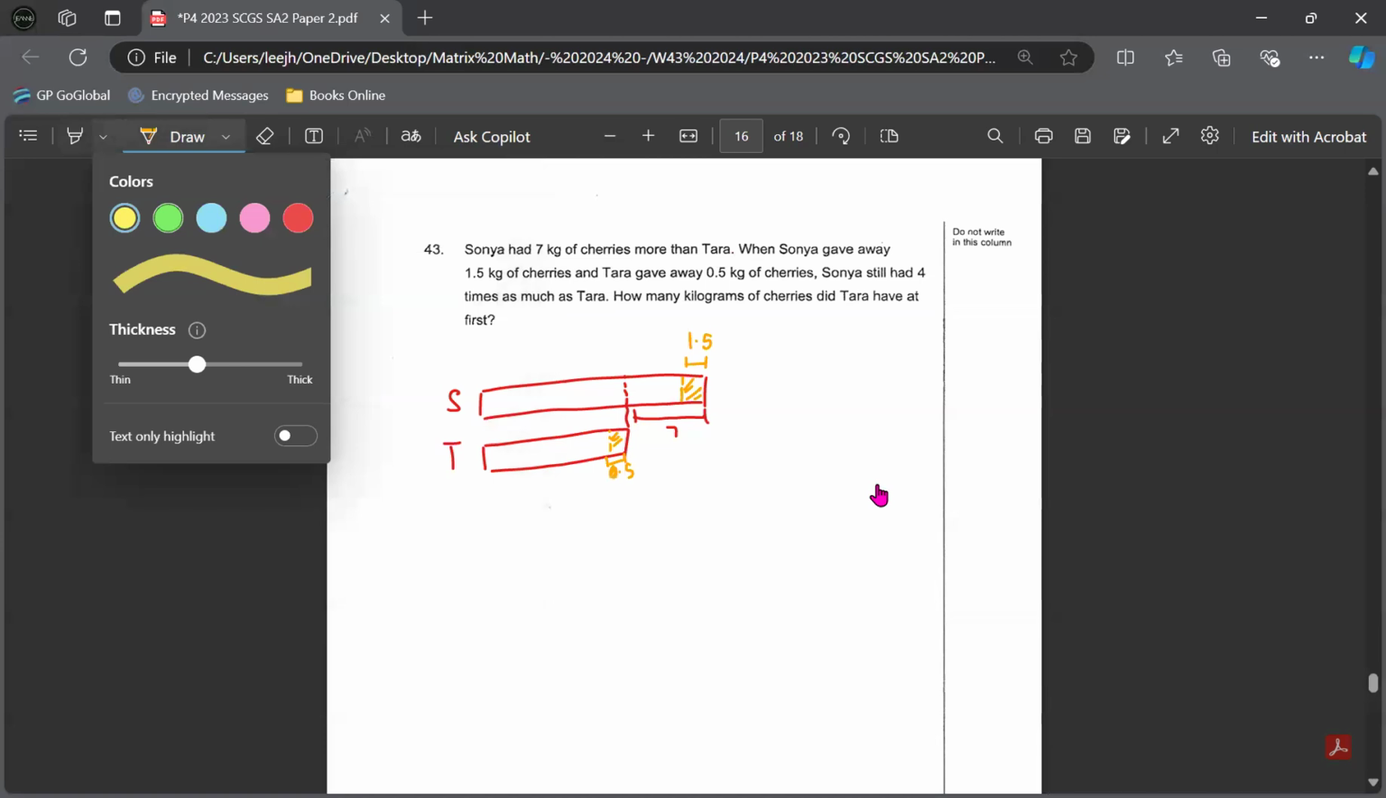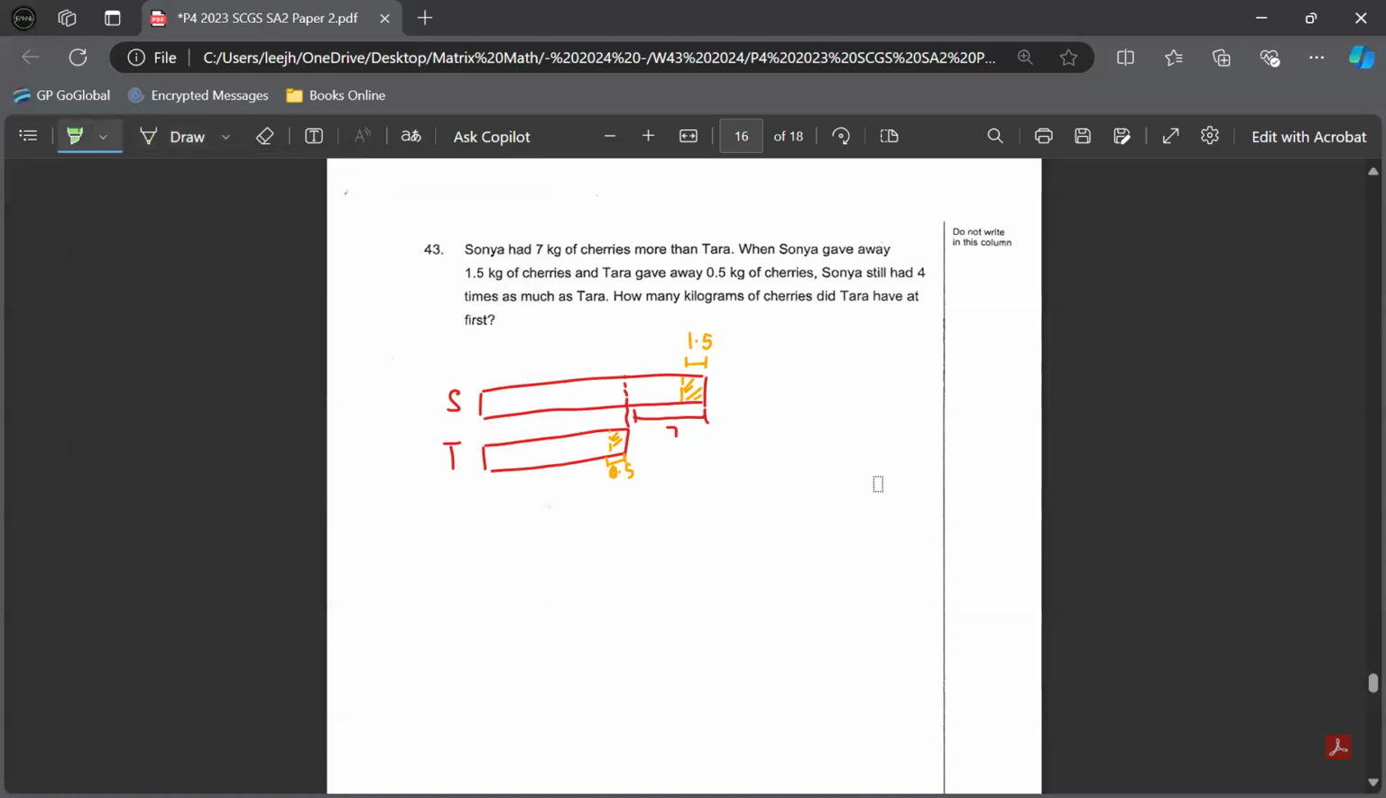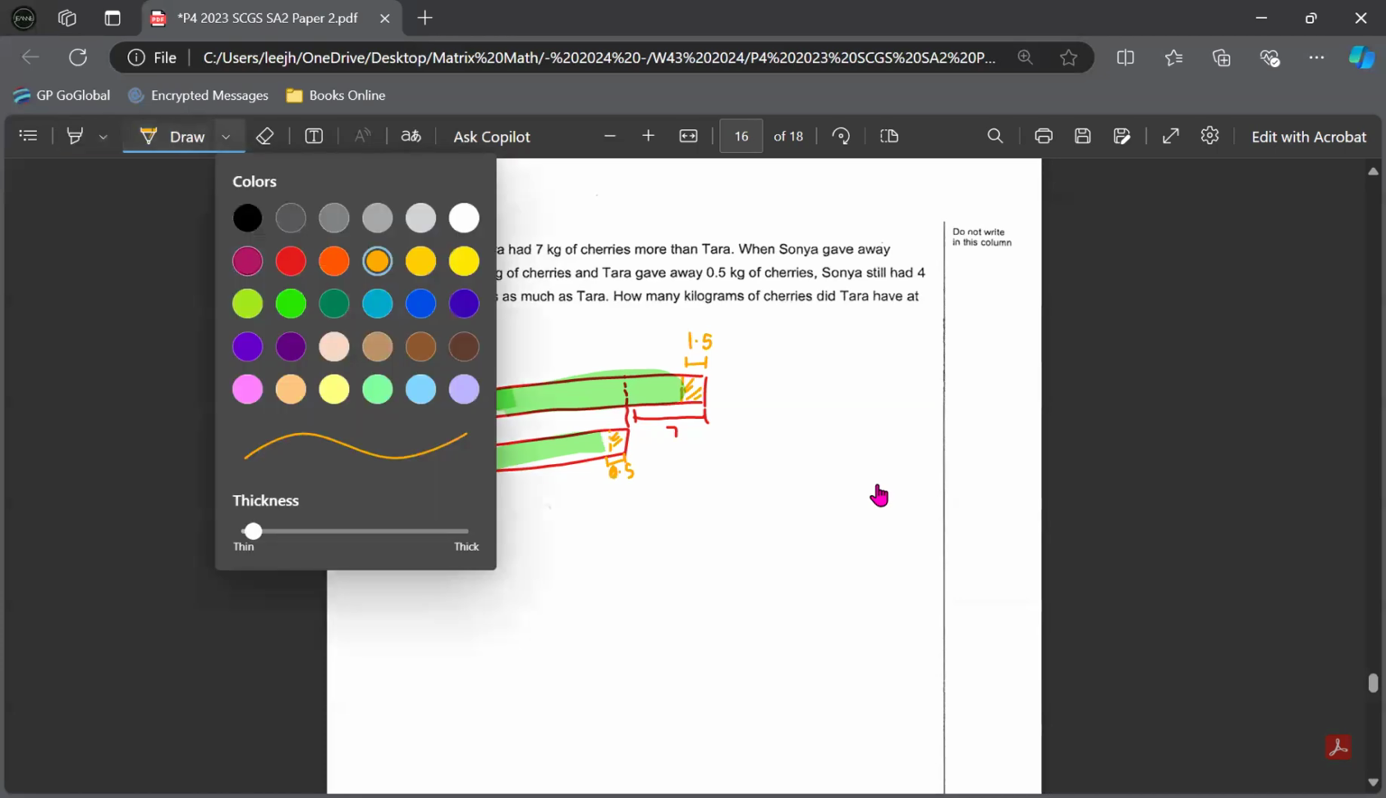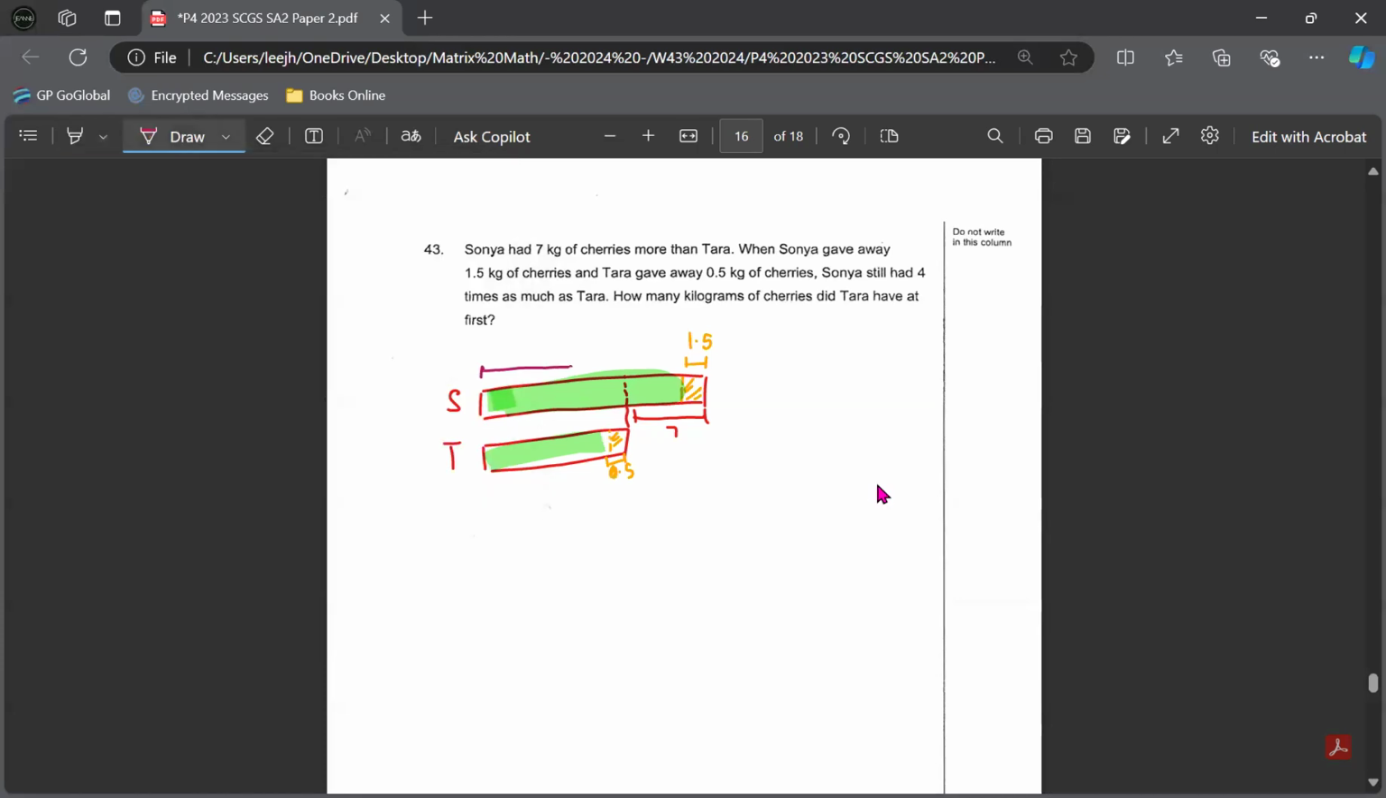At the end, what happens? Focus on the model that I'm going to color in green. It means at the end, Sonia, this one, and this one, Sonia had 4 times as much as Tara. So Sonia here, 4U. Tara here, 1U. Can you see? So you know that over here, there's a difference of 3 units. Okay? Because 4U minus 1U, 3U.